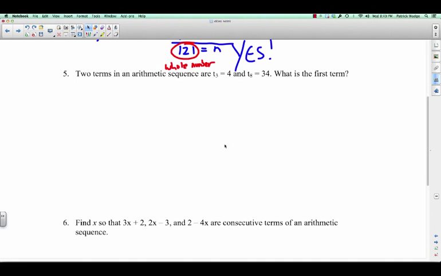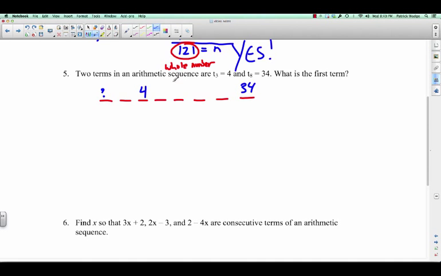Alright, two terms in an arithmetic sequence are T3 equals 4 and T8 equals 34. What's the first term? So what I find the best way to explain this at first is to draw some numbers. So we have up to 8 terms: 1, 2, 3, 4, 5, 6, 7, 8. And we know that the third term, 1, 2, 3, is 4. And the eighth term, 1, 2, 3, 4, 5, 6, 7, 8, is 34. And we want to know, what's this one?